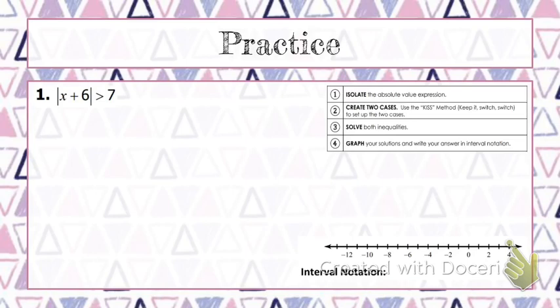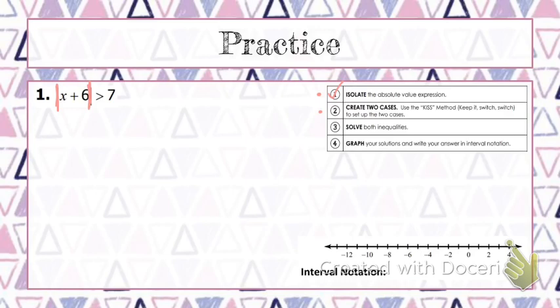Our instructions tell us to isolate the absolute value expression. So that is the stuff that is between the absolute value bars, and that just means that we want it alone on one side of the inequality, and that is already taken care of. So we have done number 1. Then it tells us to create 2 cases, and it says to use the KISS method to set up the 2 cases. So I'm going to show you what that means.